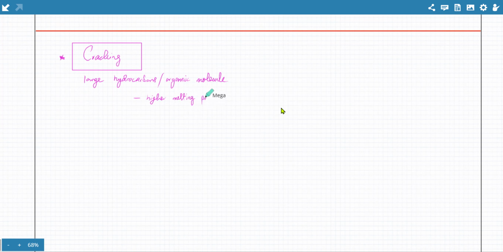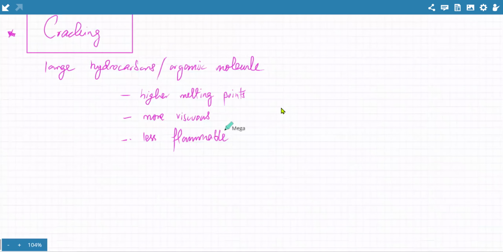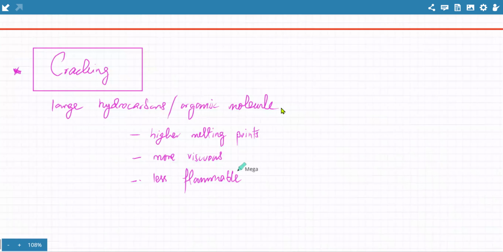So they have higher melting points, which means they would be kind of like solids, like waxes. They're also more viscous. They don't flow easily, and they are less flammable as well. So if you've extracted oil from the ground, the main purpose of extracting all that oil was to burn it to produce energy. But large hydrocarbons are not very flammable. Waxes don't burn easily.